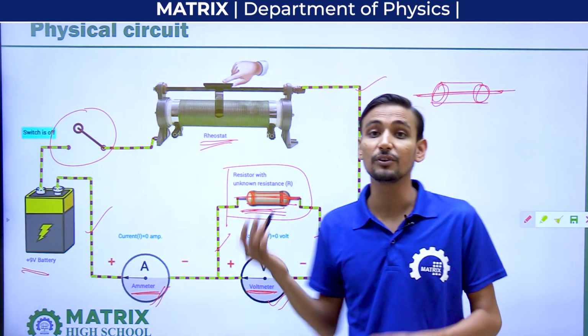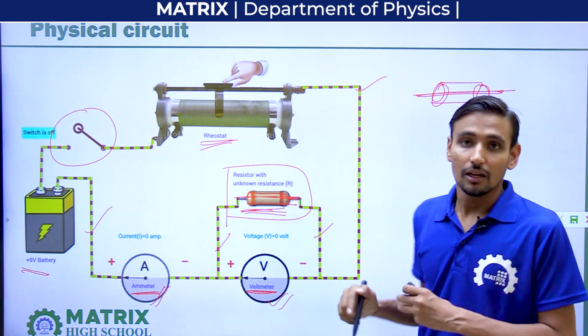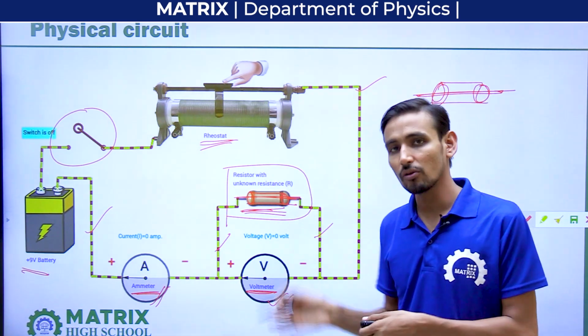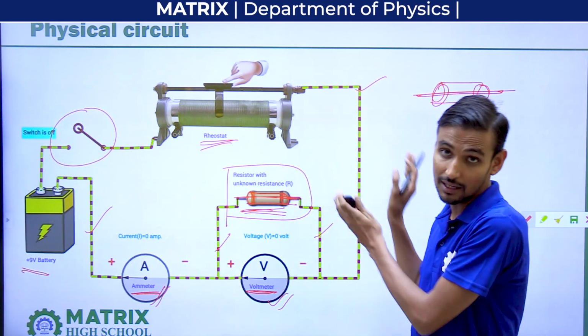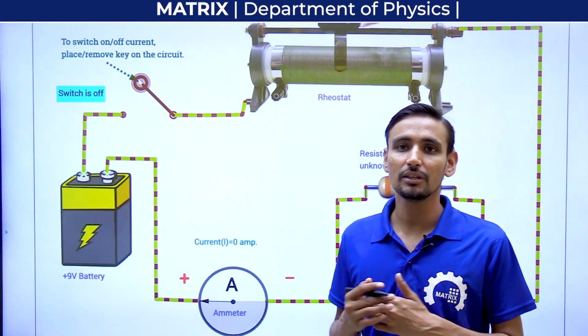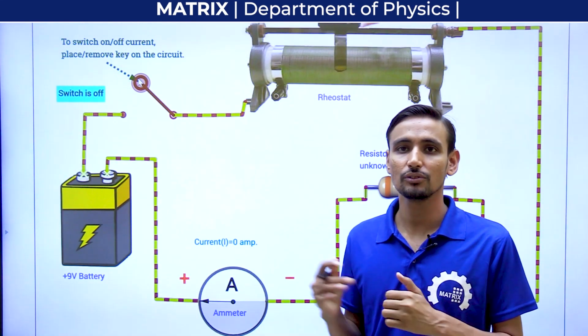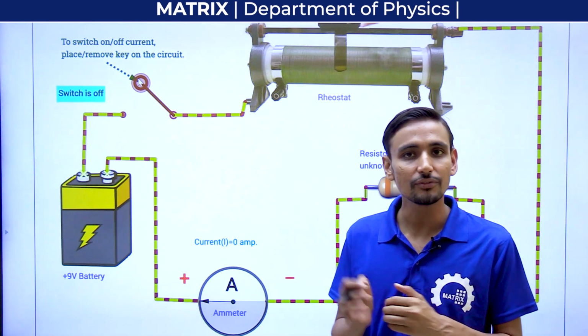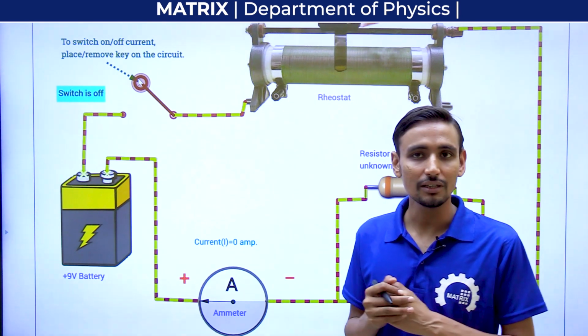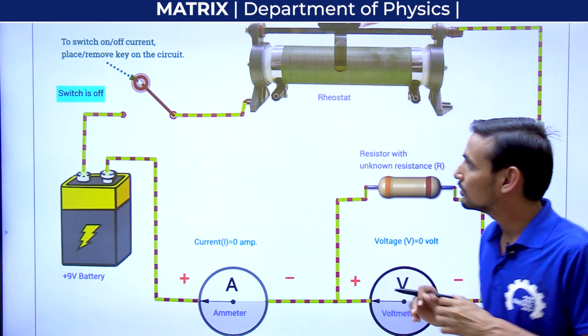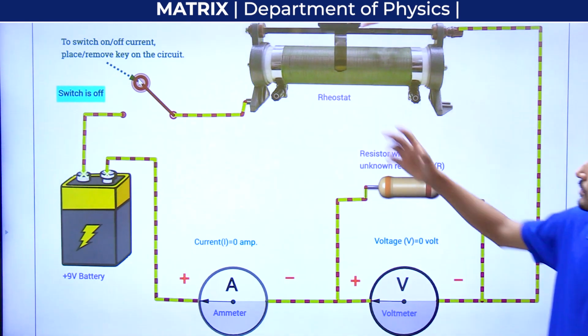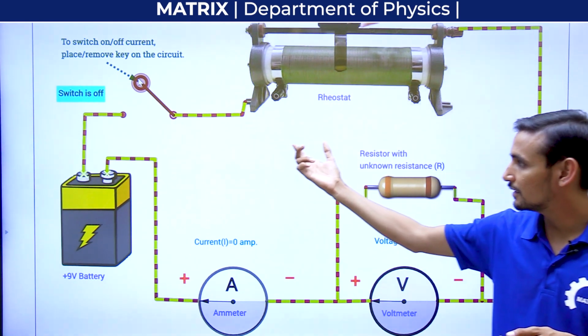So this is the physical circuit. When we perform the experiment offline, there is a circuit like this. We are performing the Ohm's law experiment. I have shown the circuit diagram as well as the physical circuit of Ohm's law. Now I will show you the physical circuit.